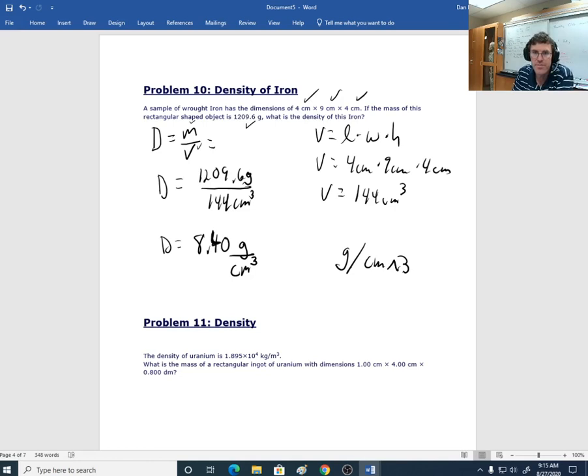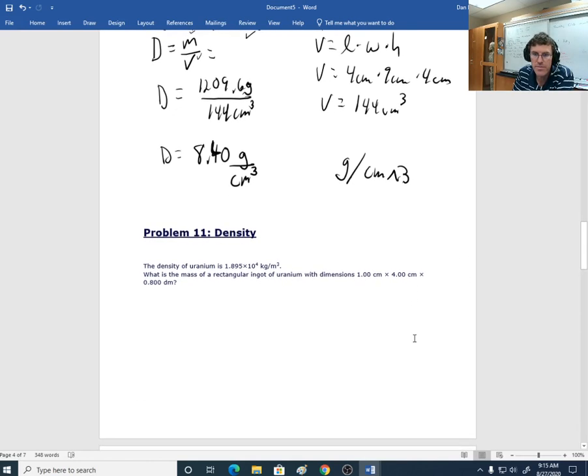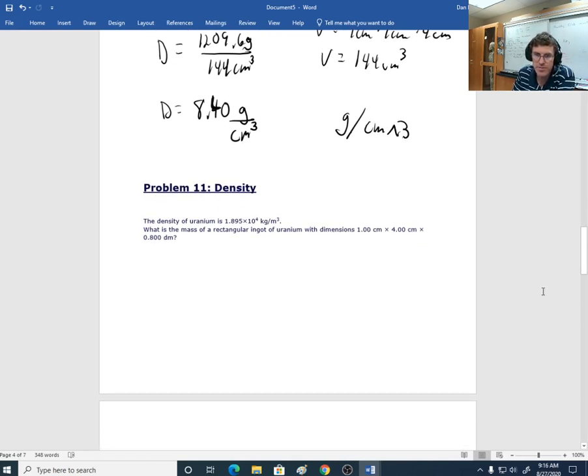Next one. This is similar. It's a density problem. Yes, and they also give us the density of uranium. So it's D equals M over V. Okay, look, same thing. We multiply this times this times this, and then we fill in and solve for M this time. Well, yes, but we have some issues.